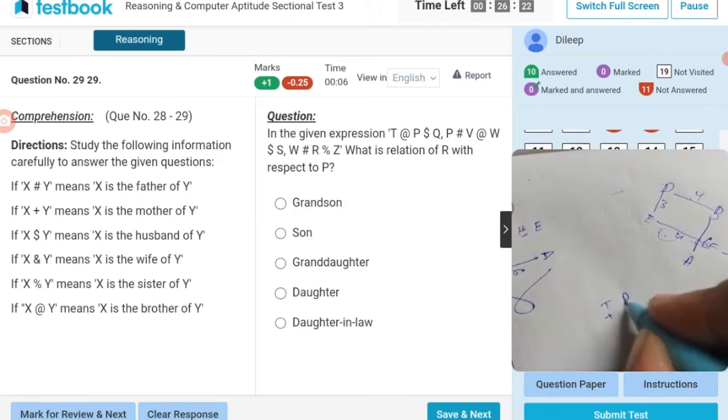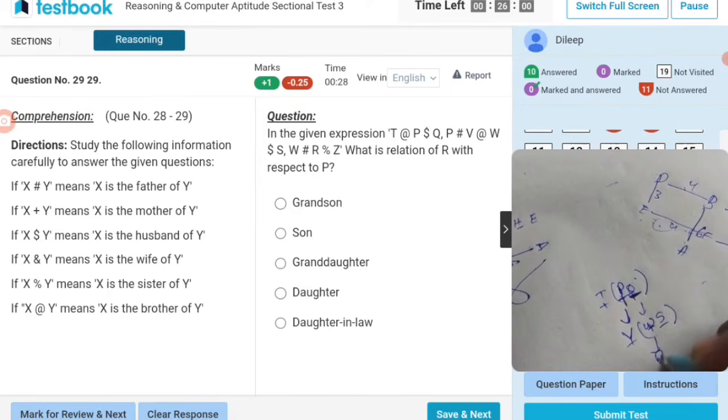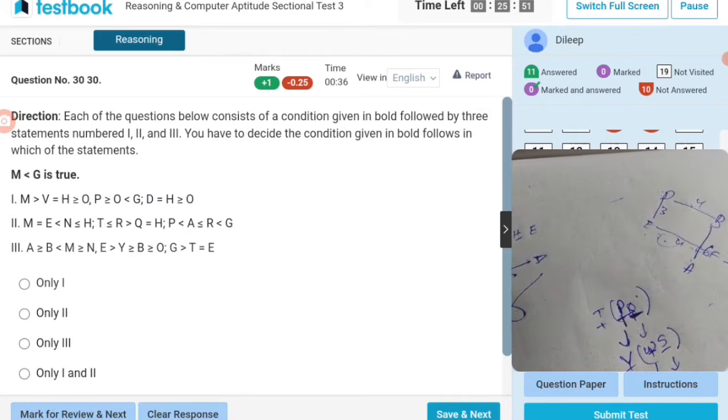T is the brother of P and P is the husband of Q. P is the father of V and V is the brother of W. W is the husband of S. W is the father of R. R is the sister of Z. R with respect to the P, granddaughter.